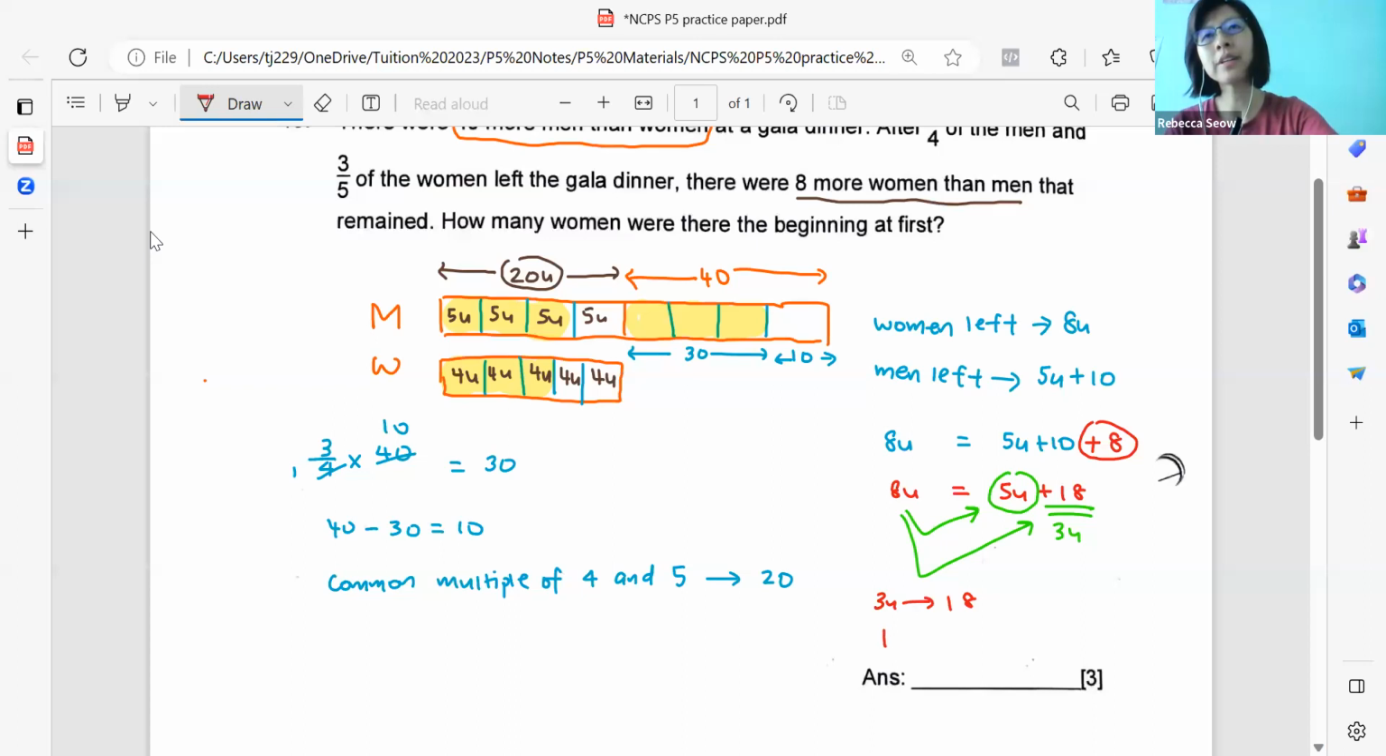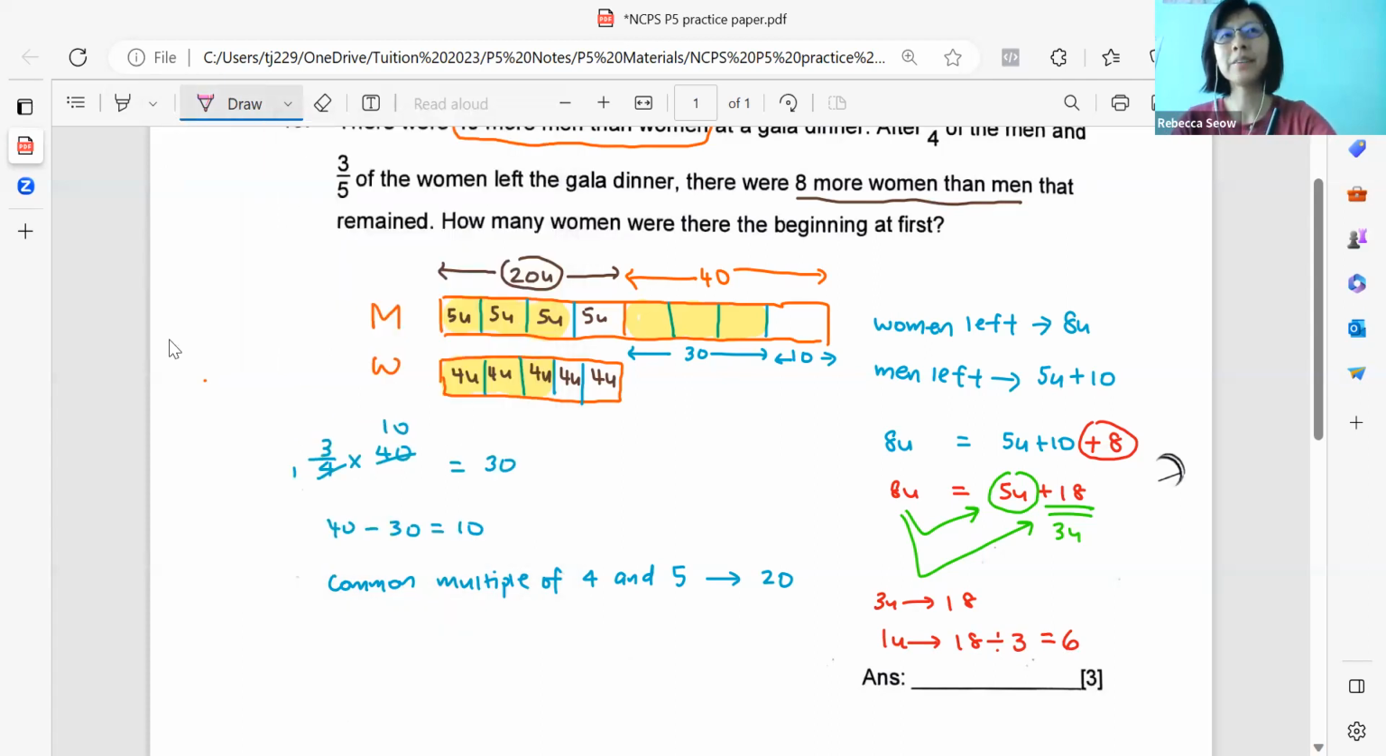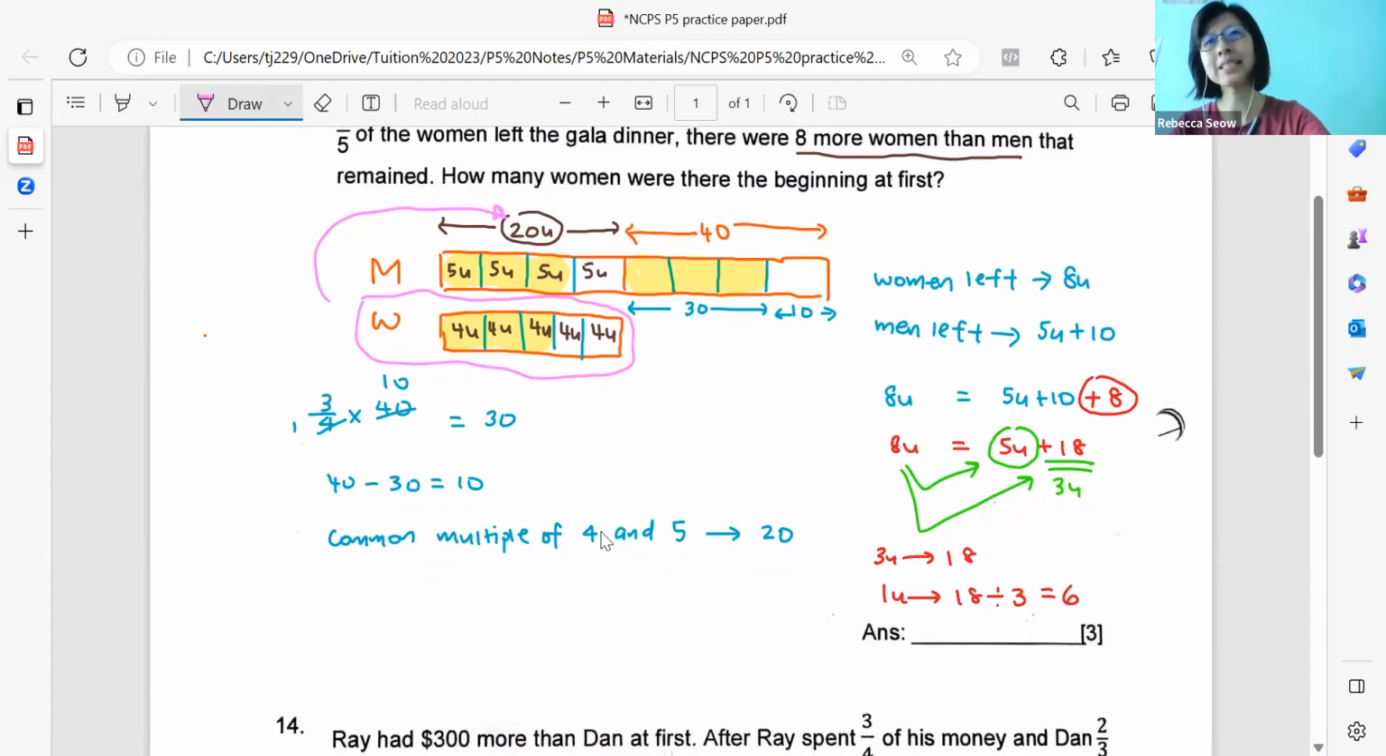From here, let's move down to find what 1 unit is. So 18 divided by 3, that's 6. So now that we know what 1 unit is, how many women were there in the beginning at first? So in the beginning, what do we look out for? Women at first would be this. So this ties into finding 20 units. So since we know that 1 unit is 6, hence 20 units would be 20 multiplied by 6, which would give you 120.